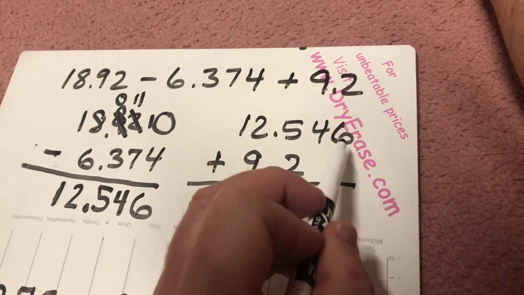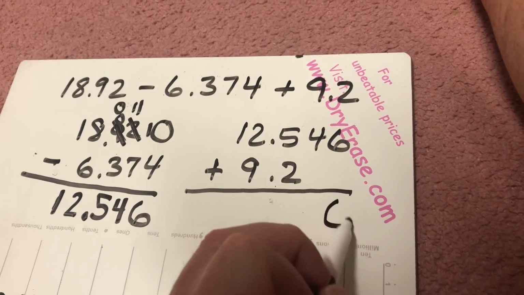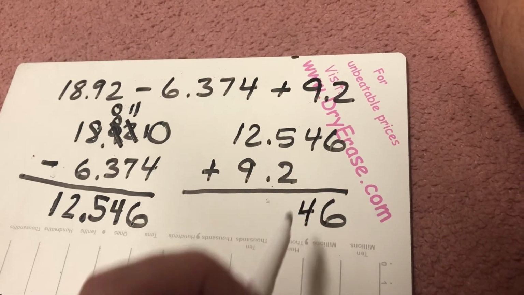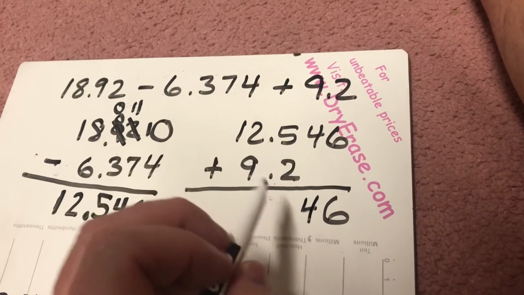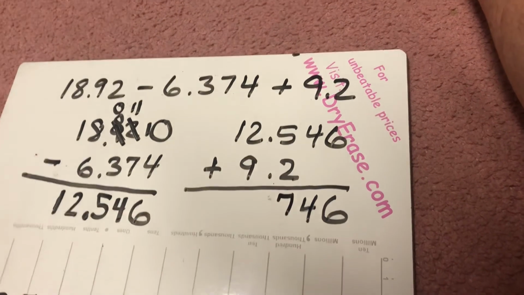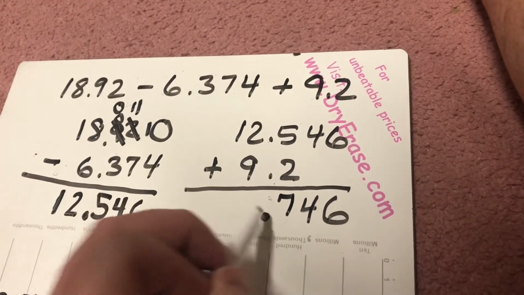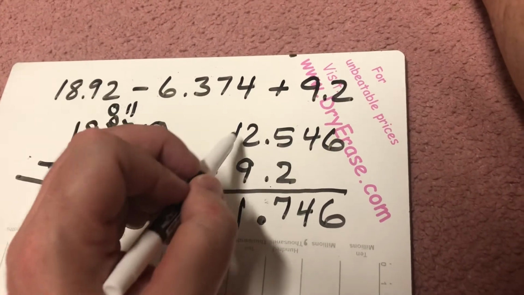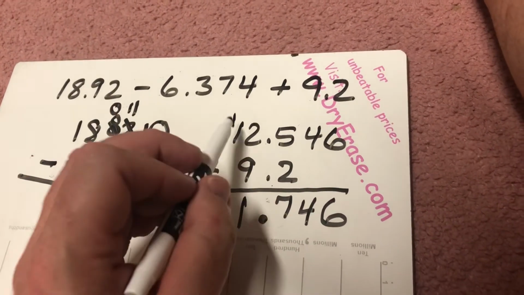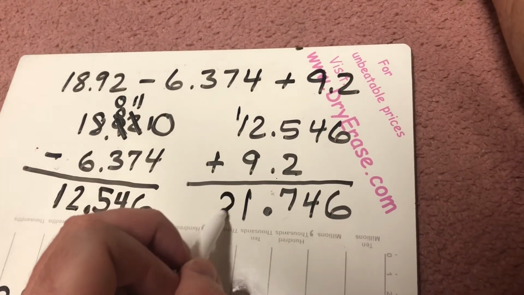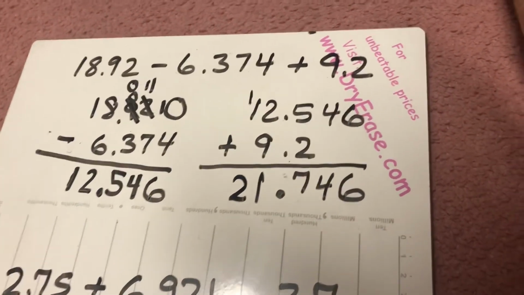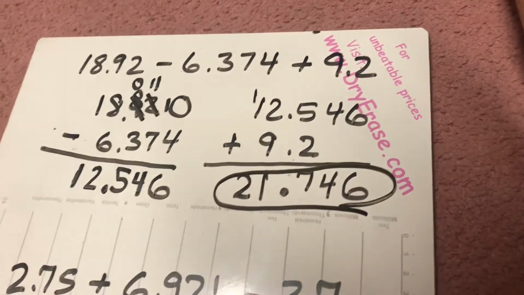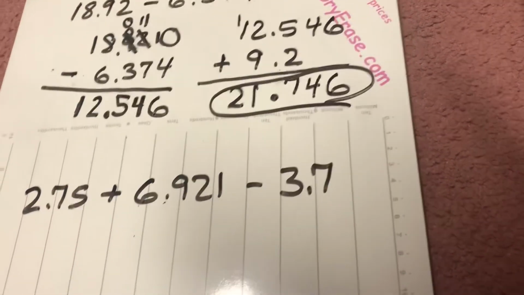I think you can just think, well, 6 plus nothing, I'm going to drop down the 6. 4 plus nothing, I'm going to drop down the 4. 5 plus 2 is 7. Drop the decimal straight down. 2 plus 9 is 11. Put the 1 down. Carry the 1. 1 plus 1 is 2. I get a final answer of 21 and 746 thousandths.